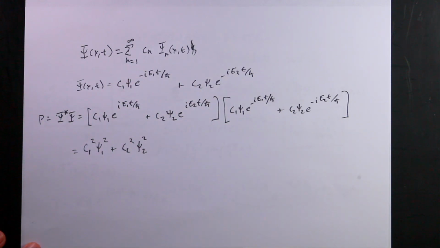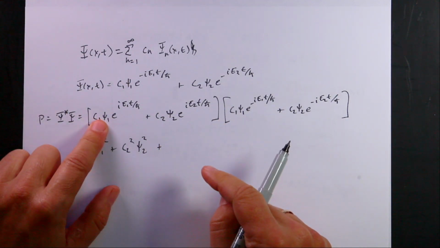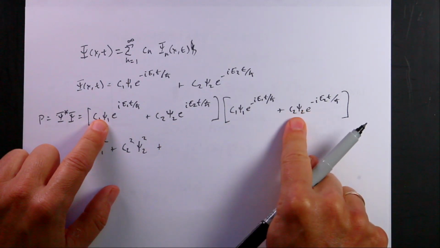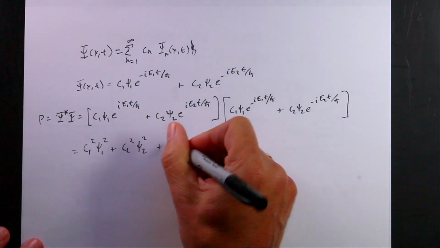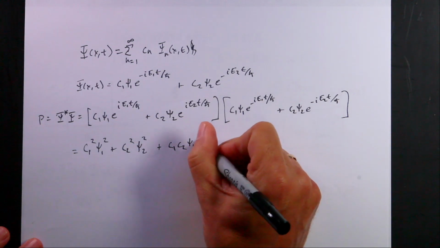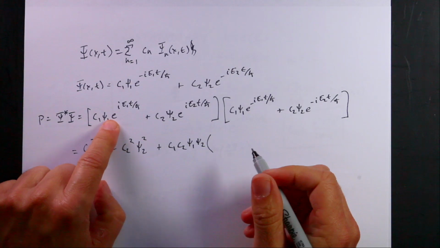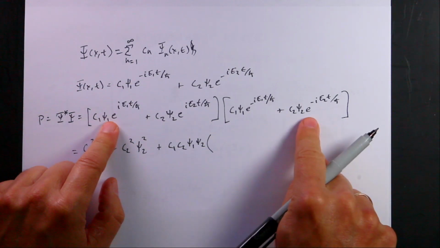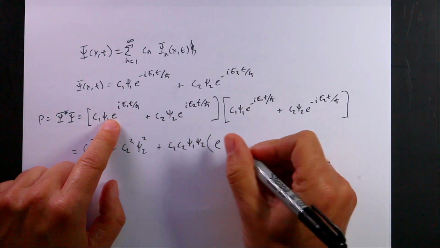Now, but I have some cross terms too. So let's write out the cross terms. I'm going to have C1 psi 1 times this, and then I'm going to do these two. Both of those have a C1 C2 psi 1 psi 2, so I'm going to factor that out. Now I can just deal with the exponentials. So I'm going to multiply this times this, and I get e to the, okay.